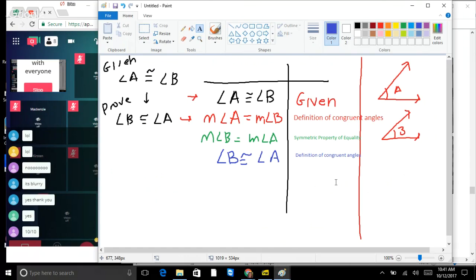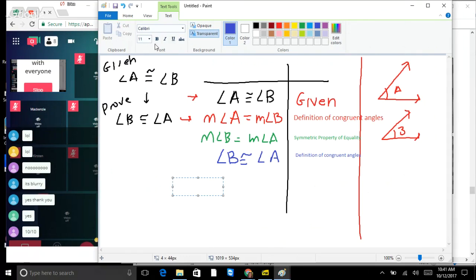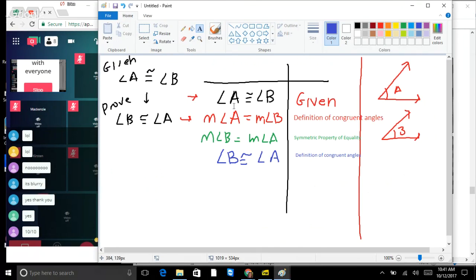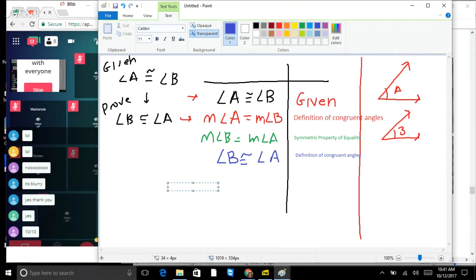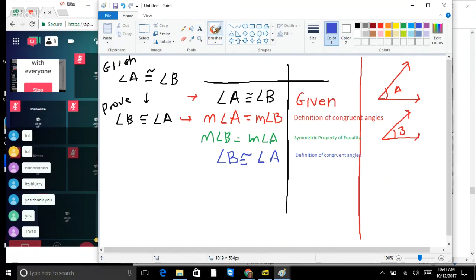That was pretty exciting, right? Now that I have Theorem 2.2 covering this, I don't have to go back every time I want to say that angle A is congruent to angle B, so angle B is congruent to angle A. Now I can just say I've already proved it in Theorem 2.2. Hooray.